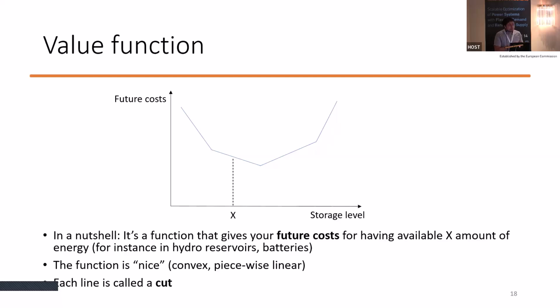Also, something interesting about these functions is that the shape I have provided right here is not something that I did by chance. Actually, under some conditions, this is always going to be the case: it is convex and formed by these lines. So it is going to be piecewise linear. And in the literature, each one of these lines is commonly referred to as a cut of the value function.